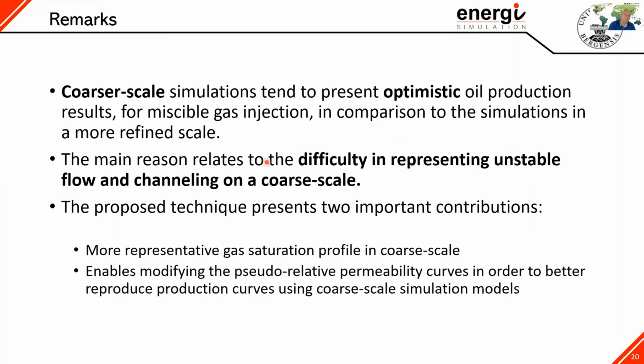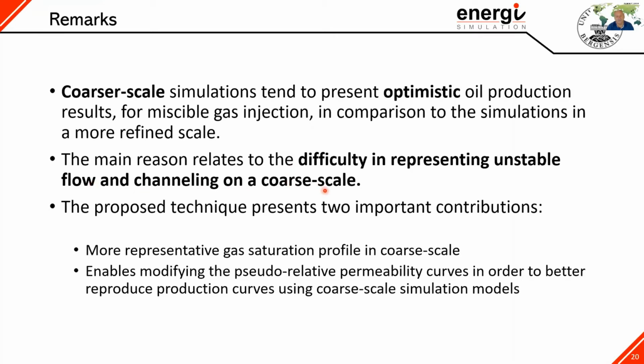So we are onto this for different cases, and there's a lot to be done, but we are onto this in a very good way. So coarser models tend to represent optimistic oil production for miscible gas injection, and also we've seen similar results for the WAG process. The main reason relates to the difficulty in representing unstable flow and channeling on the coarse scale.